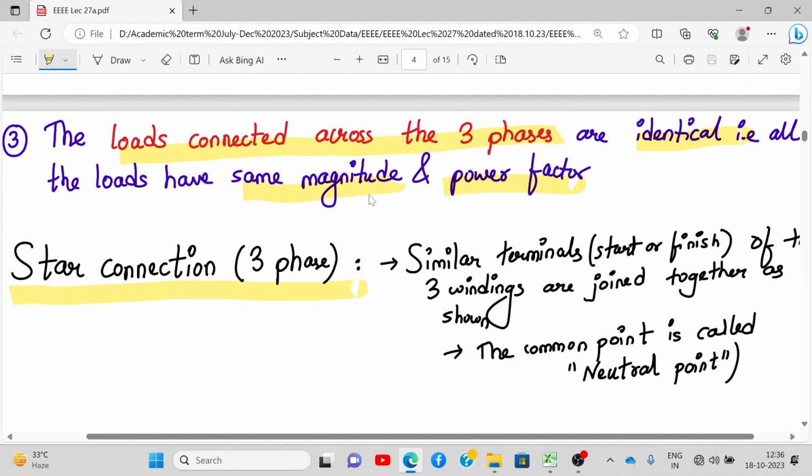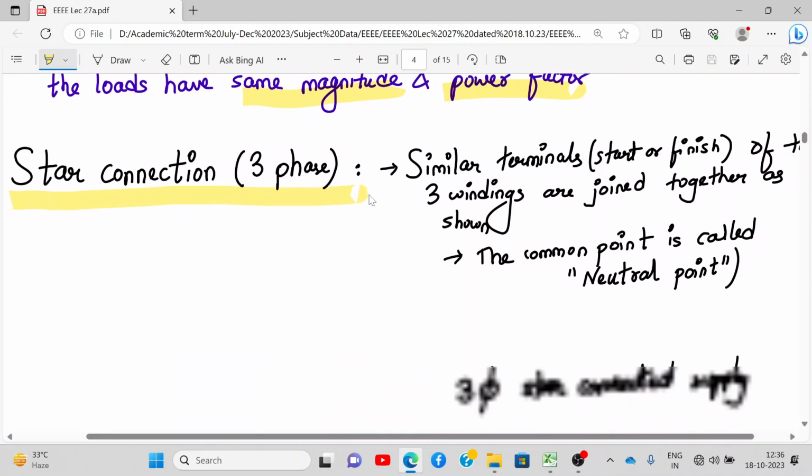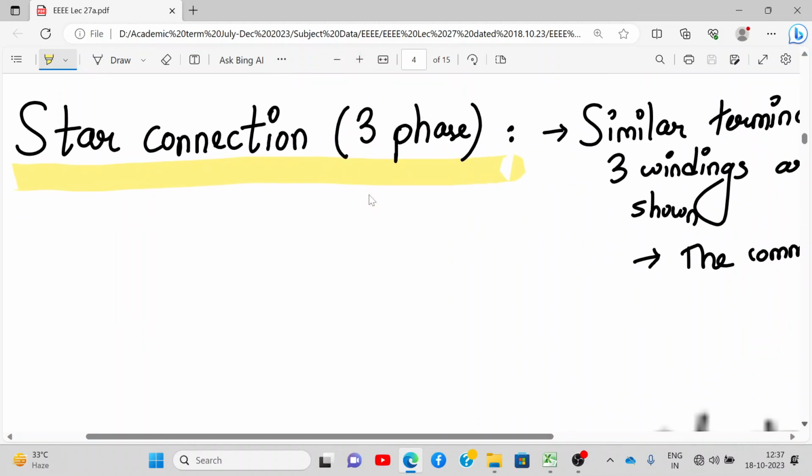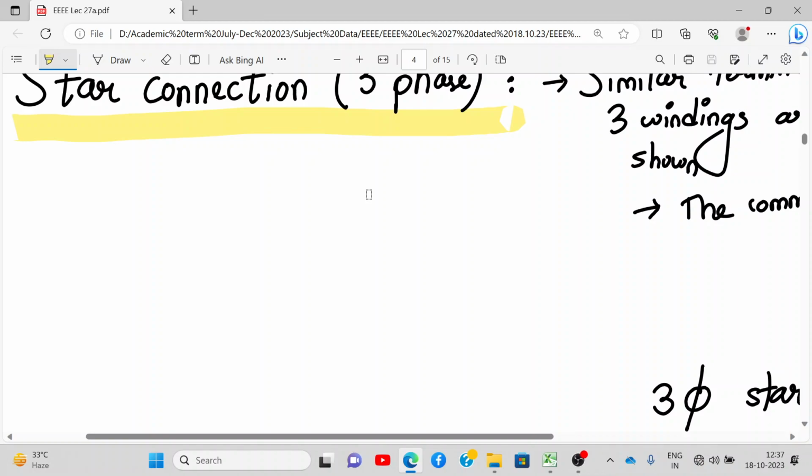Now, in a three-phase system, you have two types. One is star connected and one is delta connected. So write down first: star connection, three-phase. Now, I'll help you understand how to draw a star-connected three-phase. So how many windings are there? How many coils are there in a three-phase system? Three: R dash, Y dash, and B dash.